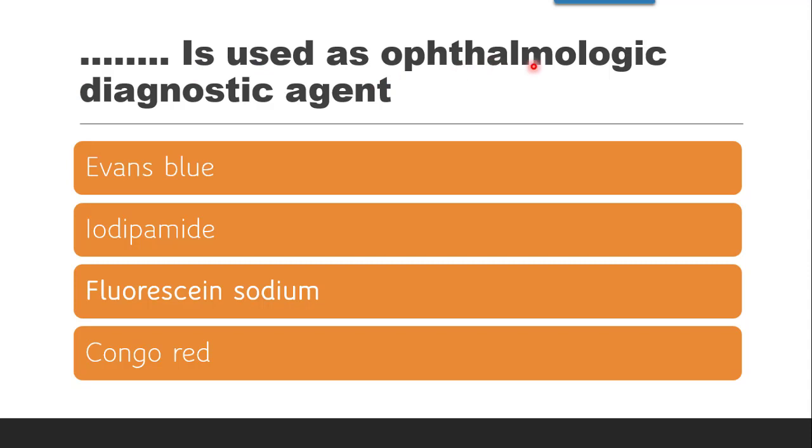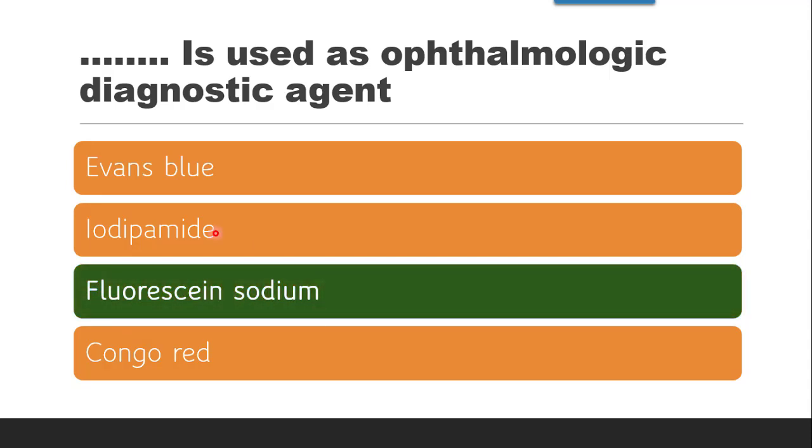Next question is, dash is used as an ophthalmologic diagnostic agent. Now again coming towards the virtue of the properties, the diagnostic agent, that is fluorescein sodium. The answer for this is fluorescein sodium. Now fluorescein sodium basically deals with all the eye disease conditions. Therefore it is used as an ophthalmologic diagnostic agent. It will detect all the diseased cases related to the eye, or abraded areas of the cornea especially. So it is used in the detection or diagnosis of corneal ulcers.